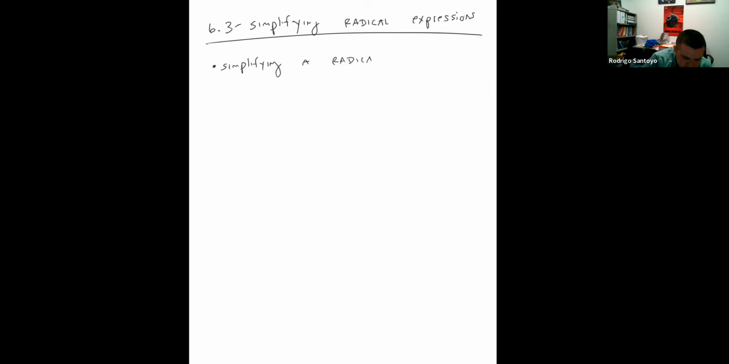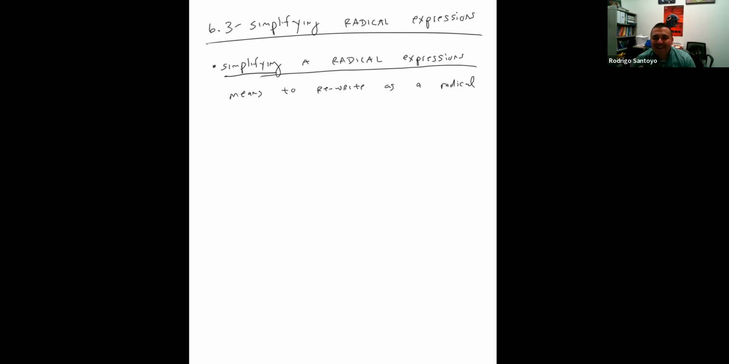Simplifying radical expressions. So when we are simplifying a radical expression, simplifying a radical expression means to rewrite it as a radical, but pull some things out of that radical.